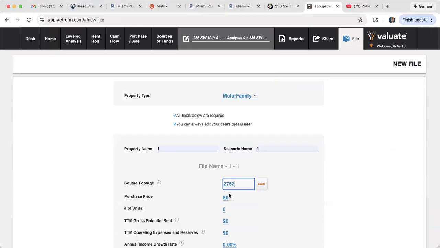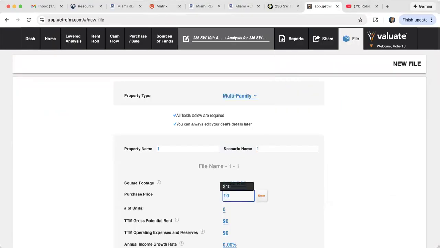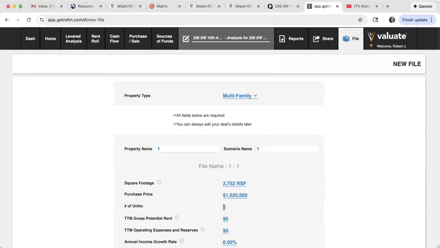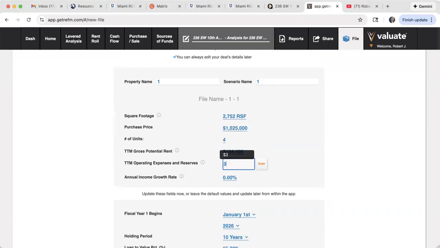Purchase price was a million, what was it? 1,025,000. And the potential rent was 87,000 something. Let's just go with $87,000. No, potential rent was $104,000, $104,400. Okay. And then operating expenses, we said it was 35,000.